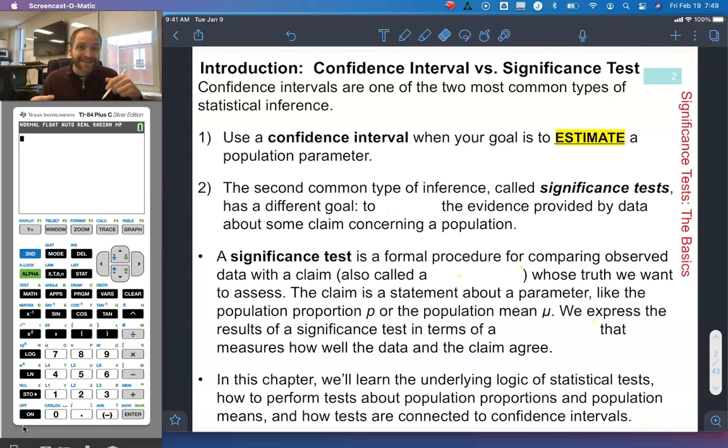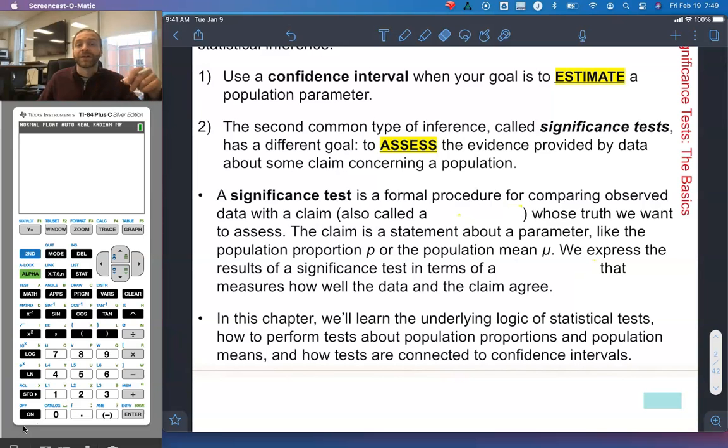For a significance test, the goal is different. Its goal is to assess the evidence provided by data about some claim concerning the population. So in this case, for significance tests, we will have a claim about the population parameter. And we're going to assess the evidence provided by data about that claim. So a significance test is a formal procedure for comparing observed data with a claim whose truth we want to assess. And that claim is called a hypothesis. And the hypothesis always deals with the population parameter, p or mu.